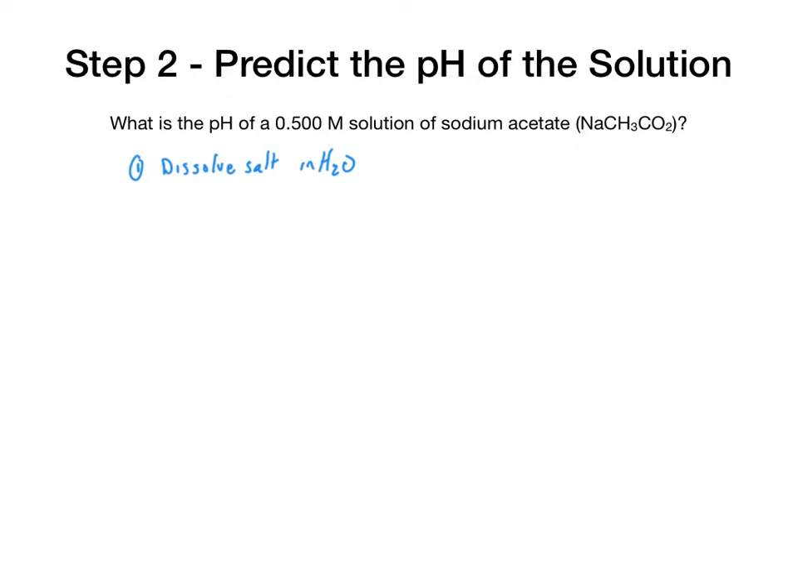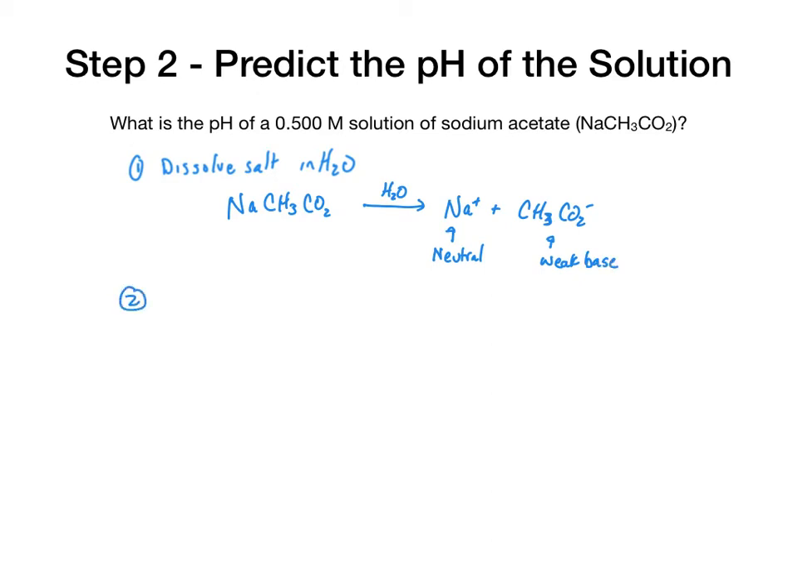So when we put our NaCH3CO2 into water, it's an ionic species, so it's going to break up into its ions, making sodium plus and CH3CO2 minus. And from last chapter, we know that our sodium is going to be neutral, and our acetate is a weak base.